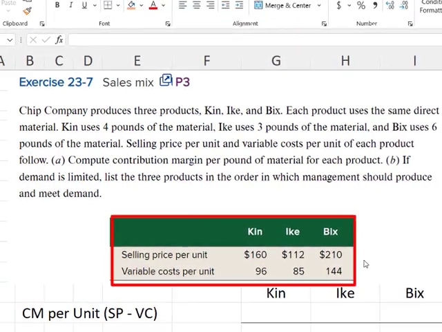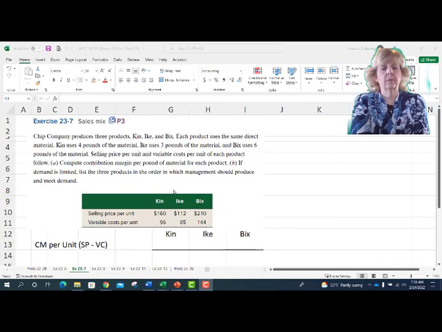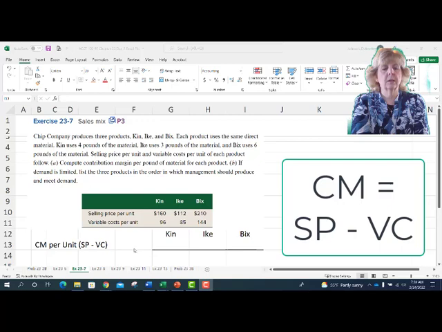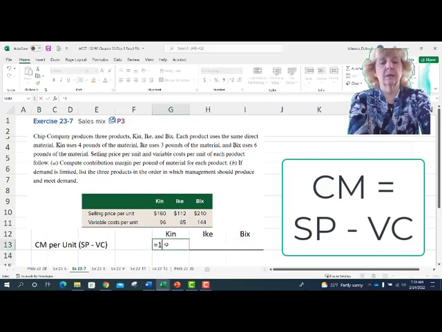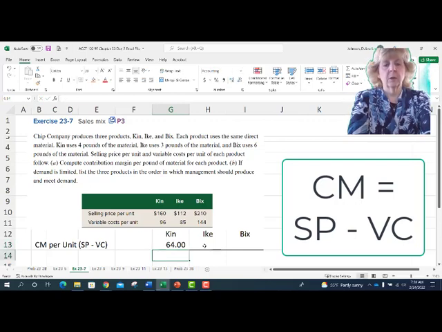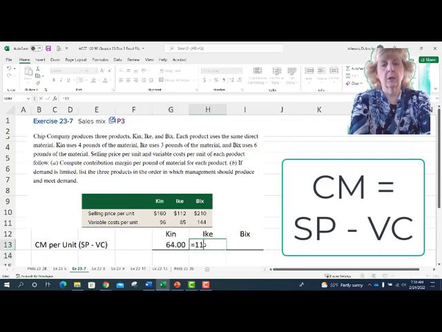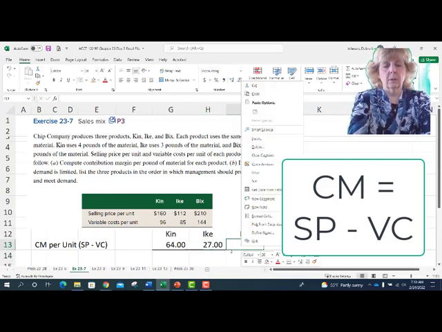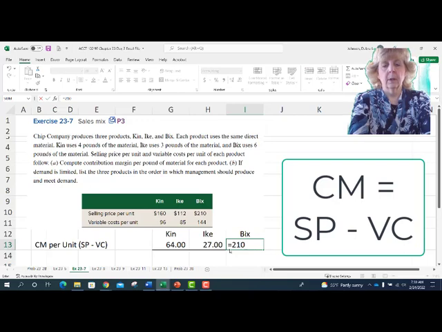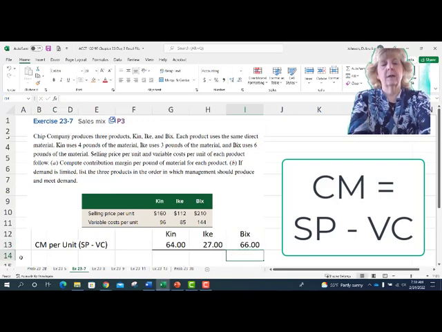A says compute the contribution margin per pound. Okay, that's not a new concept. We know that the contribution margin is the difference between the sales price and the variable cost. So based on the information given to us in the author's table, I'm going to compute the contribution margin for each one of these by doing a simple subtraction. And 210 minus 144. Okay, that's not the new part. That goes back to chapter 18.